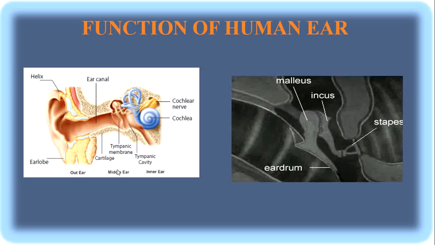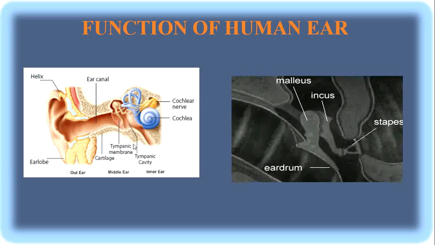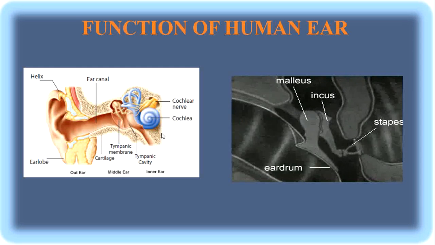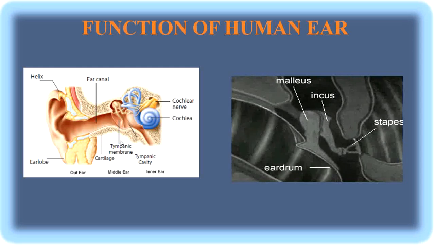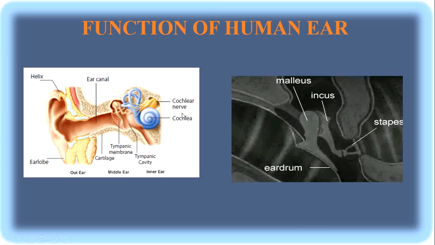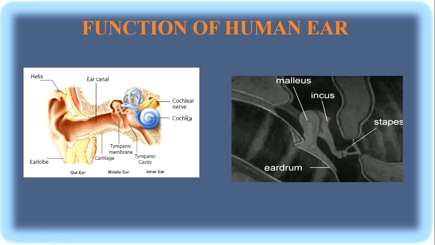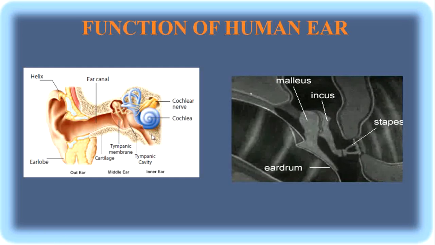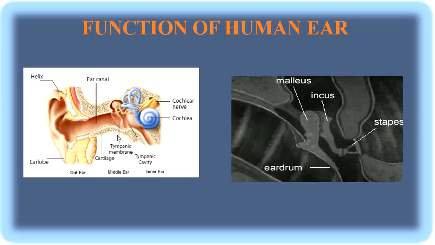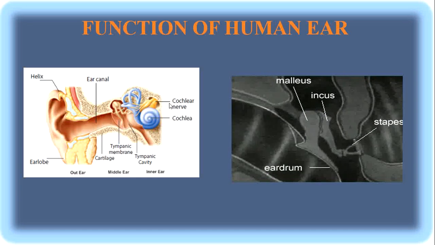Now the middle ear transmits the amplified pressure variations received from the sound wave to the inner ear. In the inner ear, the pressure variations are turned into electrical signals with the help of the cochlea. Now these electrical signals are sent to the brain through the auditory nerve, and the brain interprets them as sound.